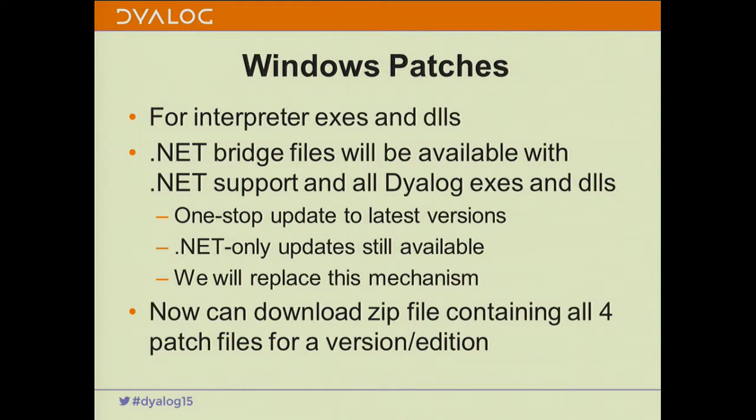So Windows patches, we are going to make a change in the future. At the moment, as I say, you can download individual patch files to the interpreter, and you can download a .NET Bridge patch file which allows you to patch the whole of the .NET stuff. We, in the near future, intend to supply a single file that allows you to patch the .NET Bridge files and supply an updated interpreter as well. So it's a single download and install option. Again, we're very much aware, and in future we're looking at other ways of updating Dyalog APL on all platforms.